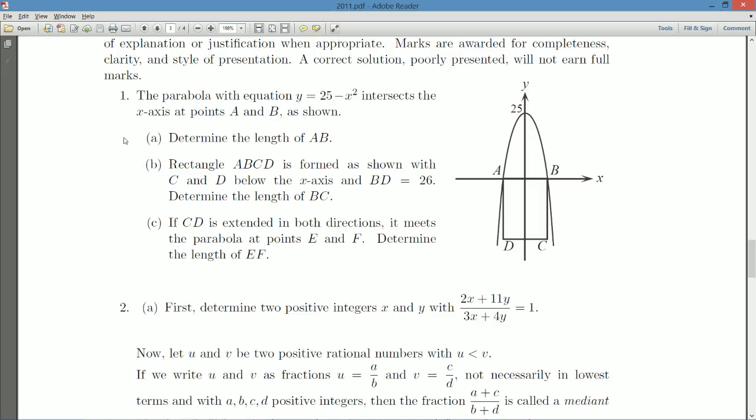yickety-yak. Question number 1. The parabola with equation y equals 25 minus x squared intersects the x-axis at points A and B as shown. Determine the length of AB. Well, to determine the length of AB, we know that they're both going to lie on the x-axis, so their y-coordinates are both going to be 0, but we need to figure out what their x-coordinates are, and then we can tell the distance in a straight line just by figuring out the difference in their x-coordinates.